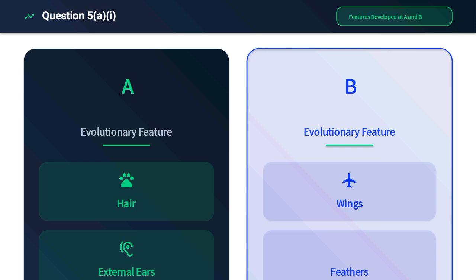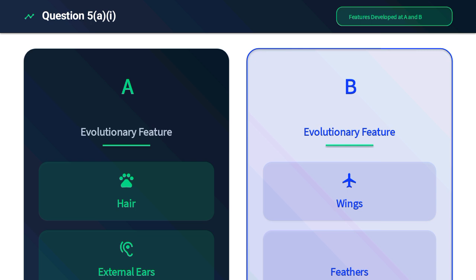We need to suggest visible features that developed at points A and B. At point A, which is on the branch leading to mammals, the features that developed include hair and external ears. Hair is a defining characteristic of mammals, and external ears or pinna are also mammalian features. At point B, which is on the branch leading to birds, the features that developed include wings and feathers. These are adaptations for flight and are unique to birds.